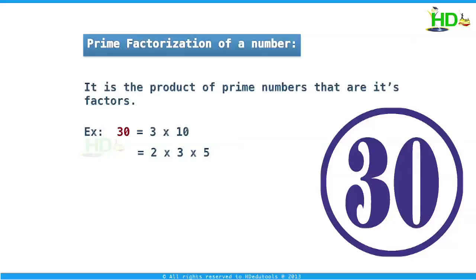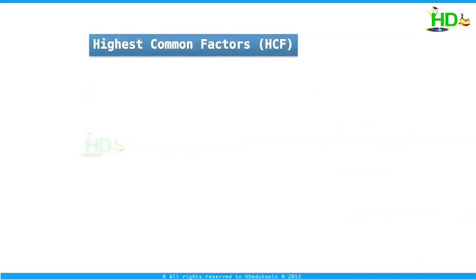So we can write 30 as 2 into 3 into 5. Now this is the product of prime factors of 30. Highest common factor or HCF of the given numbers. We consider the numbers 60 and 90.